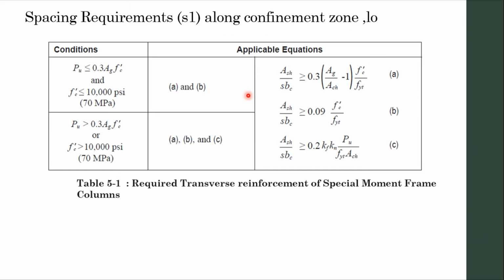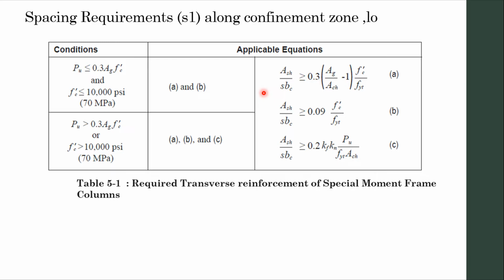So, the spacing requirement. Given that you have conditions, take note of these conditions, because these conditions will tell you which formula to use. So, condition 1, these two must be satisfied, because the term used is 'and'. So, if Pu, or the ultimate axial load, is less than or equal to 0.3 Ag fc prime, and fc prime is less than 10,000 psi or 70 megapascal, then the formulas you consider are letter A and letter B.